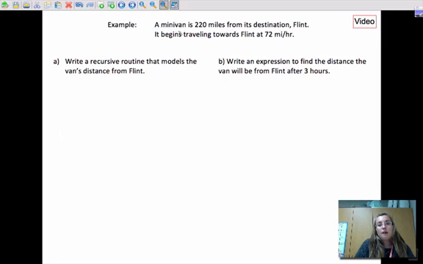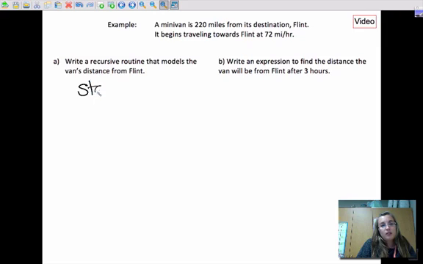So the example is about a minivan that's 220 miles from its destination of Flint. Flint's just a town name. And it begins traveling towards Flint at 72 miles an hour. So we're going to go ahead and write a recursive routine. You've been doing this for a little while now.